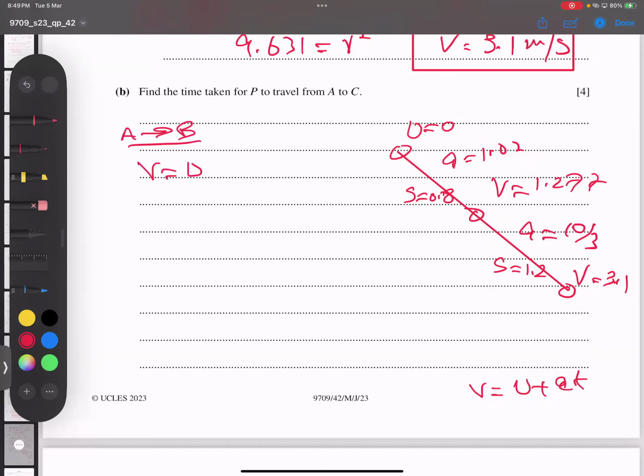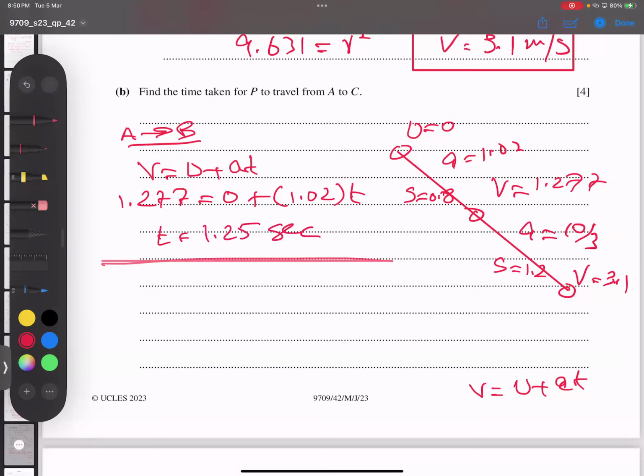So for A to B, V equal to U plus AT. V is 1.277 and U is 0 and acceleration is 1.02. So time becomes, if I divide, simply 1.277 divided by 1.02. My time number one is coming 1.25 seconds.